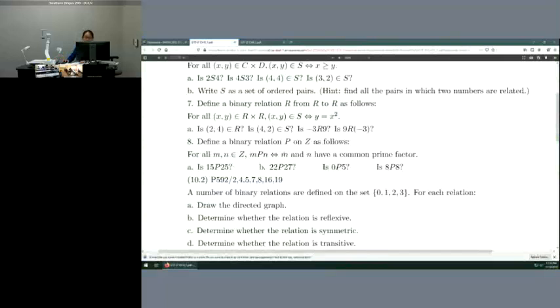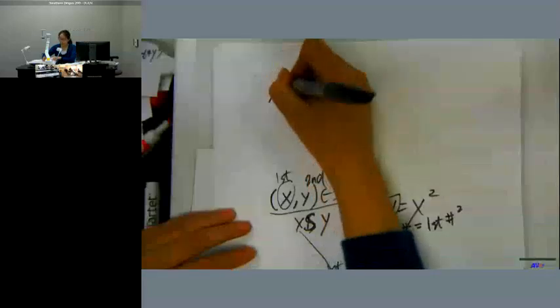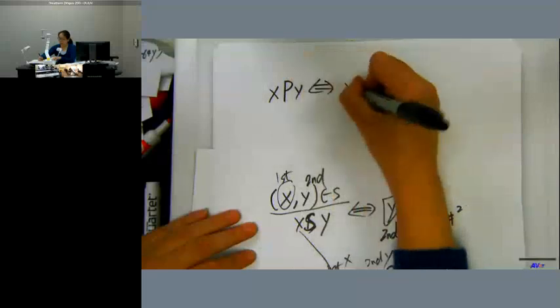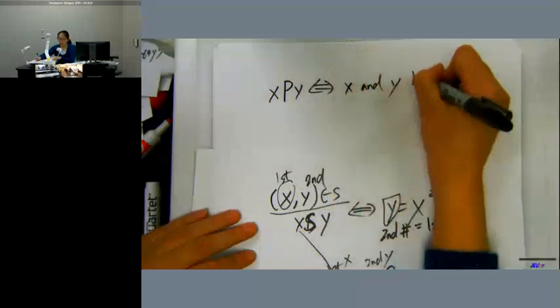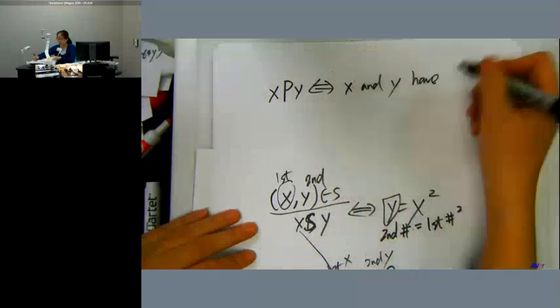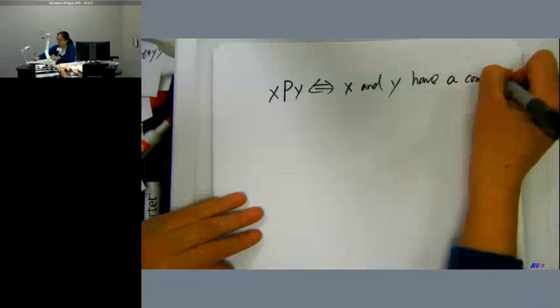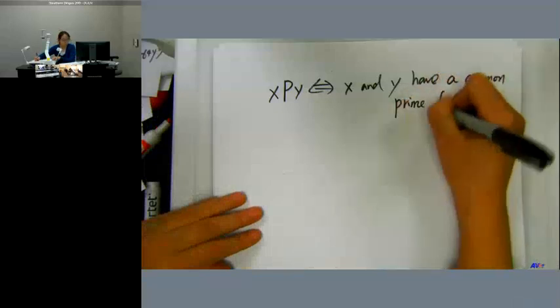Number 8. How is this relation defined? When M and N have a common prime factor. Let's write this down. X is related to Y if and only if X and Y have a common prime factor. The homework uses M and N, but the variables really don't matter.